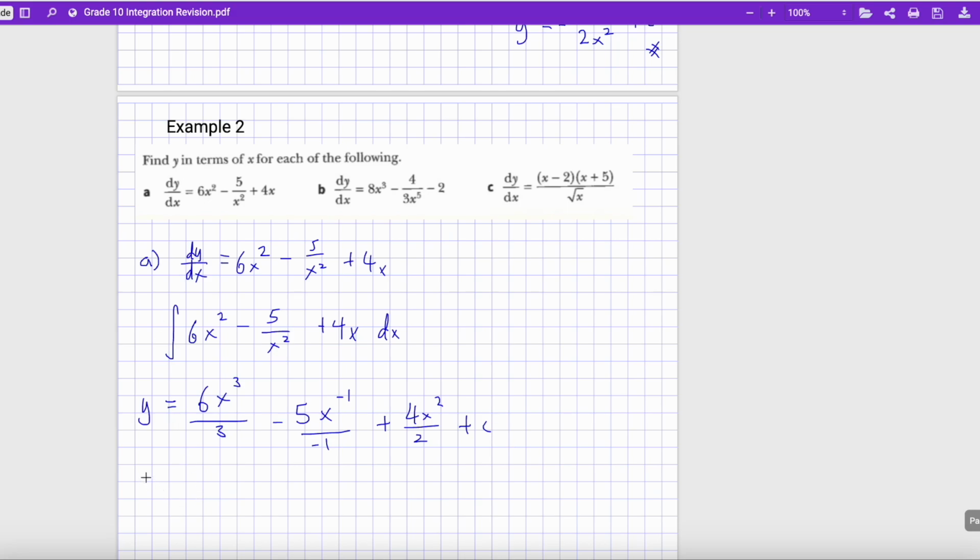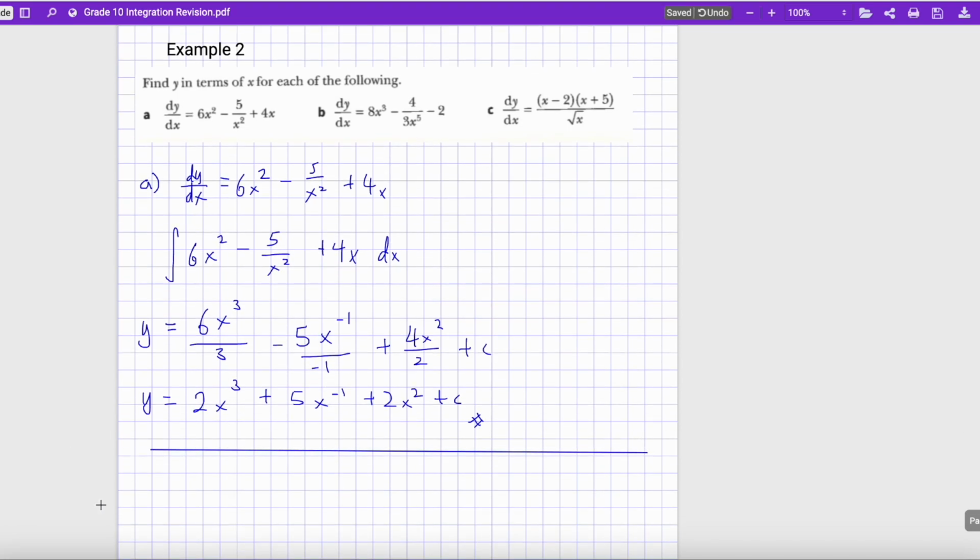All right, so let's clean this up a bit. So we should have 2x cubed plus 5x to the power minus 1, or some of you will put 1 over x, it's fine. This would be plus 2x squared plus c. All right, now let me know down in the comment if you got this answer.